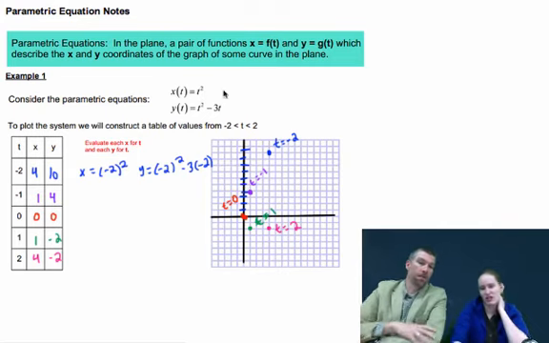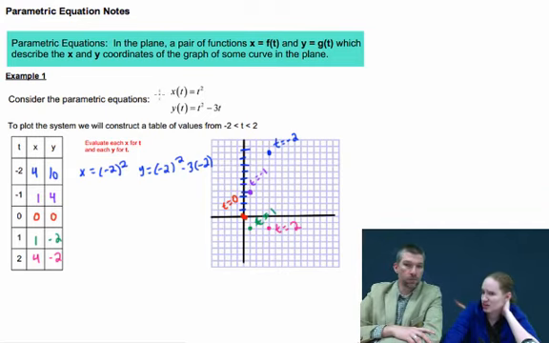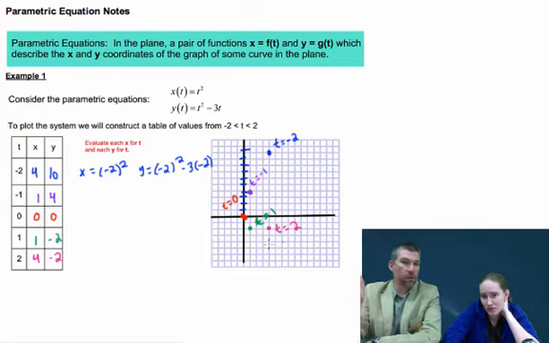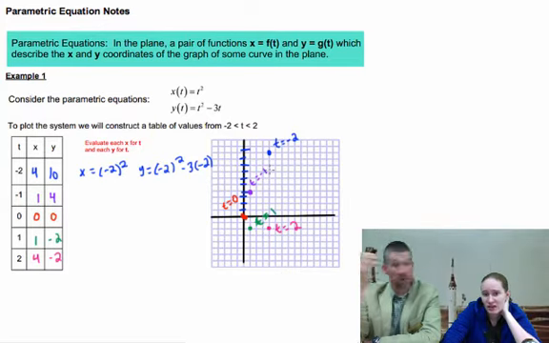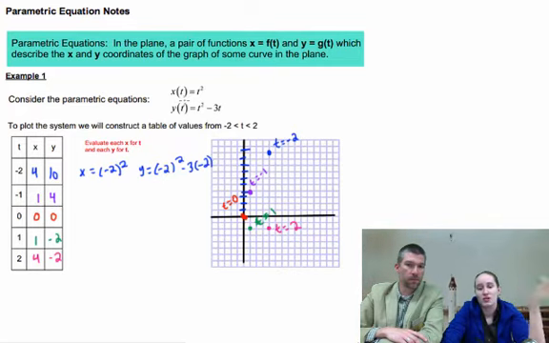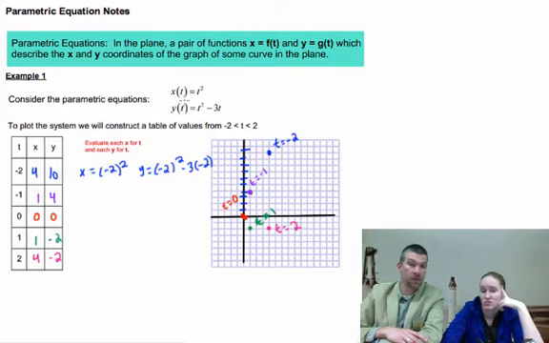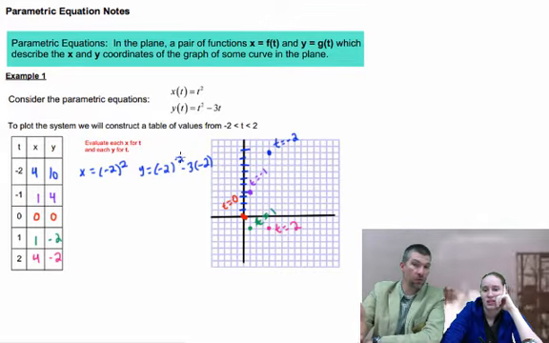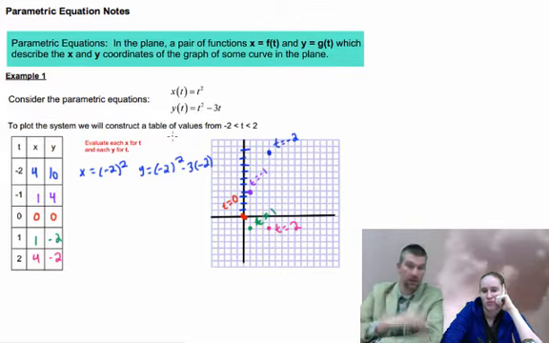We could connect these if we wanted to, but we don't want to go past t equals -2 or past t equals 2, because we don't know what's happening. This kind of has a parabolic shape, but not really. Sometimes you graph these and get something familiar like a parabola, circle, or line. Sometimes you don't, and that's okay. Sometimes you get really wacky stuff, and that's all right too.